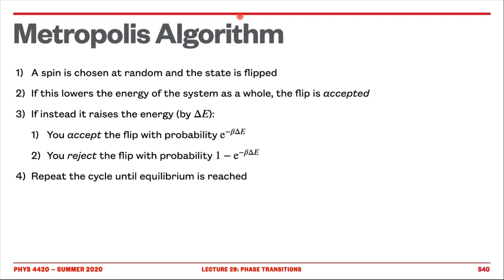And when do we stop? Well, we stop when equilibrium is reached. And we know thermodynamically what equilibrium means. It means that if we take a thermodynamic variable, like, for example, the heat capacity or the magnetic moment, even though things keep moving dynamically, the average value of those quantities remains constant.